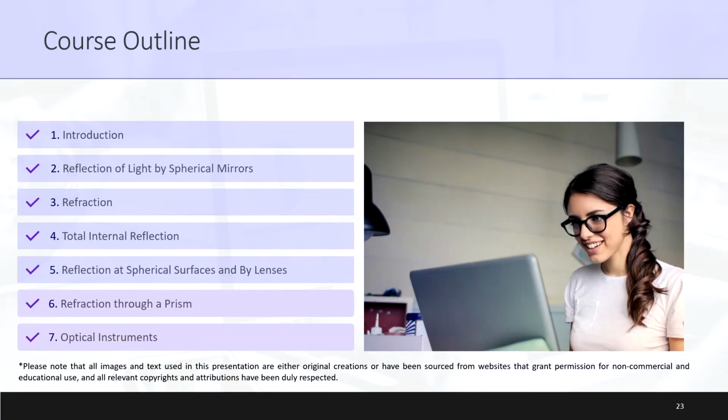Okay, so course outline for you. We started with the introduction concept, in which we understood the concept of ray optics: first of all, light travels in a straight line, and second, the speed of light is equal to 3 into 10 to the power 8 meters per second. In reflection of light by spherical mirrors, we understood the mirror equation, that is 1/v plus 1/u is equal to 1/f. Before the mirror equation, we also understood the basic definitions: what is the pole of the mirror, what is the focus of the mirror, what is the principal axis, and so on.